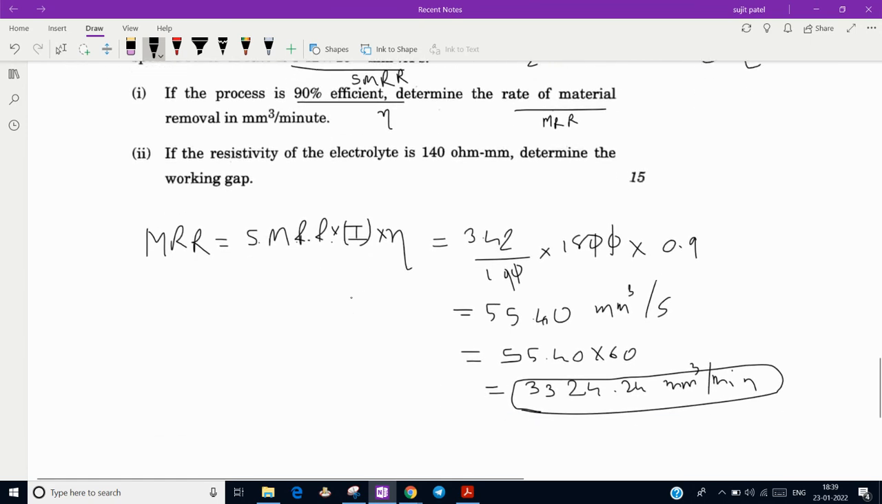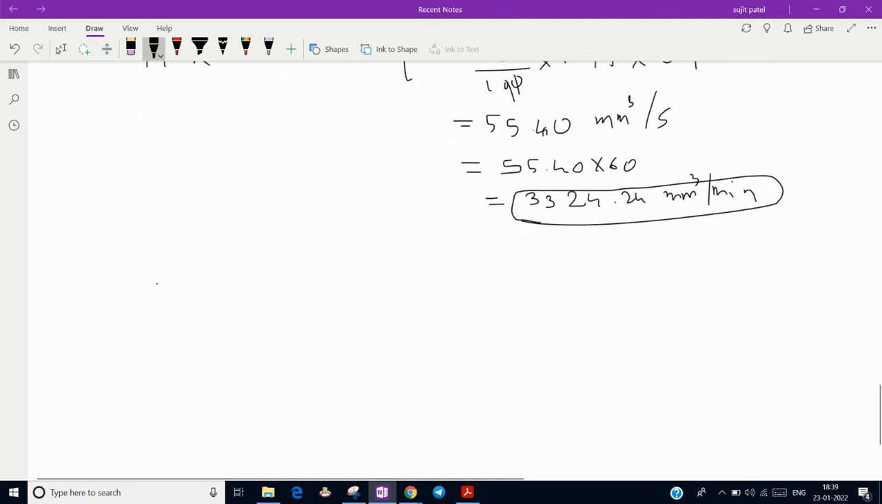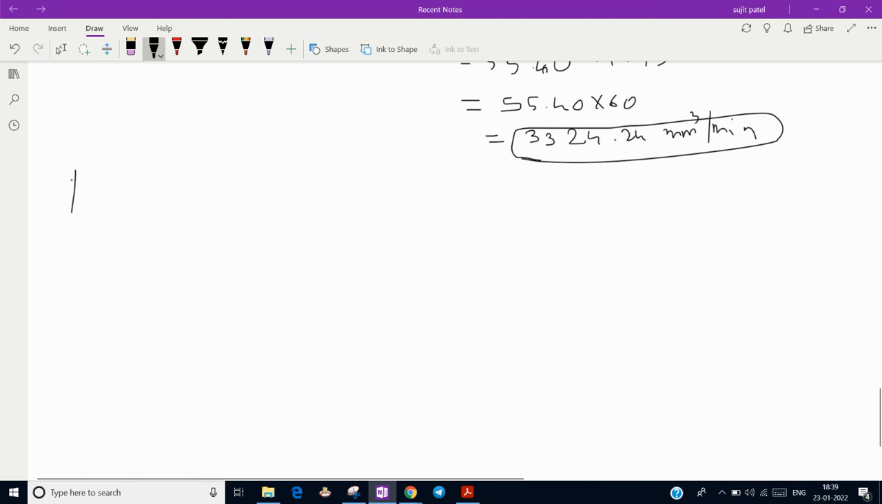And last is, if the resistivity of the electrolyte, resistivity rho, is 140 ohm into mm, determine the working gap. So we have studied the one equation, resistance of any material is given by rho into h divided by a. Actually we have studied rho into l by a, but here we have to do the calculation for gap. So here h is the gap, a is the frontal area, rho is the resistivity, and here resistivity is given in ohm into mm, and gap we also require in mm. So area should be in mm square.